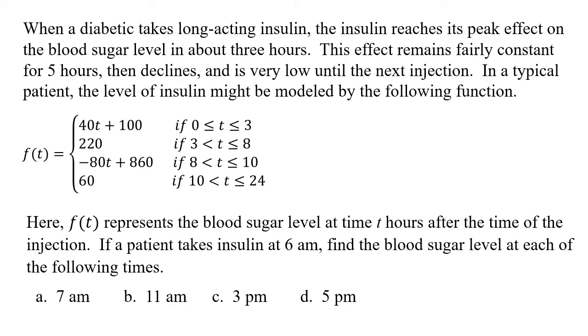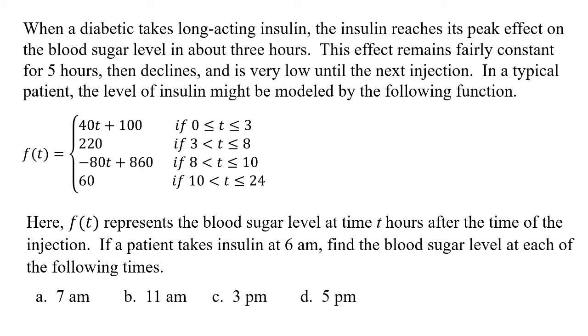Here we have a word problem. When a diabetic takes long-acting insulin, the insulin reaches its peak effect on the blood sugar level in about 3 hours. This effect remains fairly constant for 5 hours, then declines and is very low until the next injection. In a typical patient, the level of insulin might be modeled by the following function.